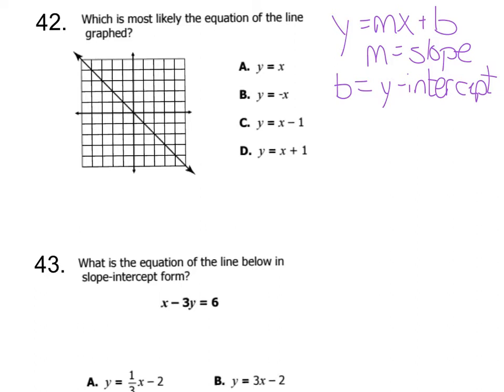So I look at this line, it goes through the origin, so b is 0. The y-intercept is 0 when it crosses the origin. Then I look at the slope. This has negative slope, right?